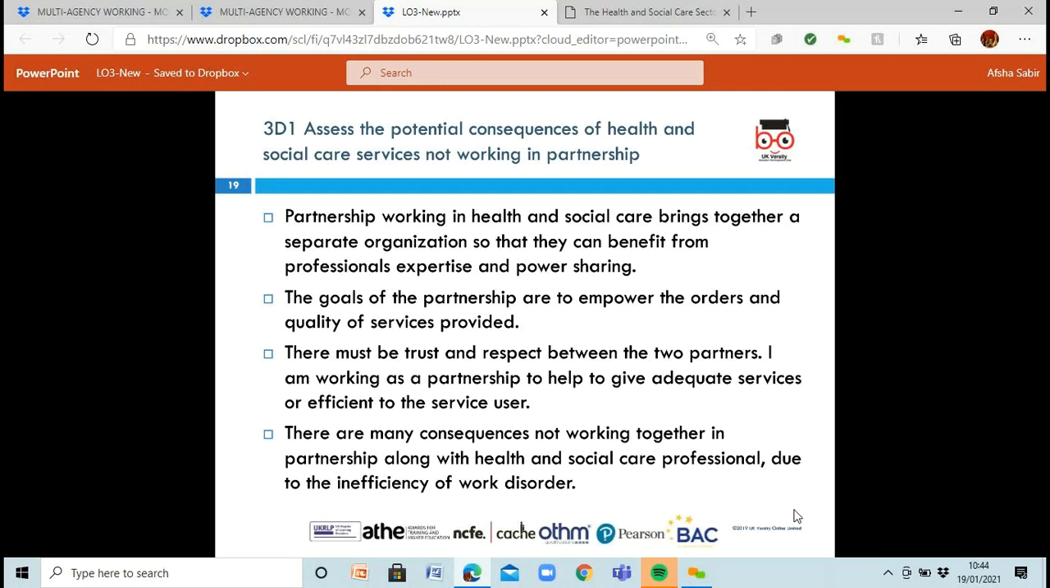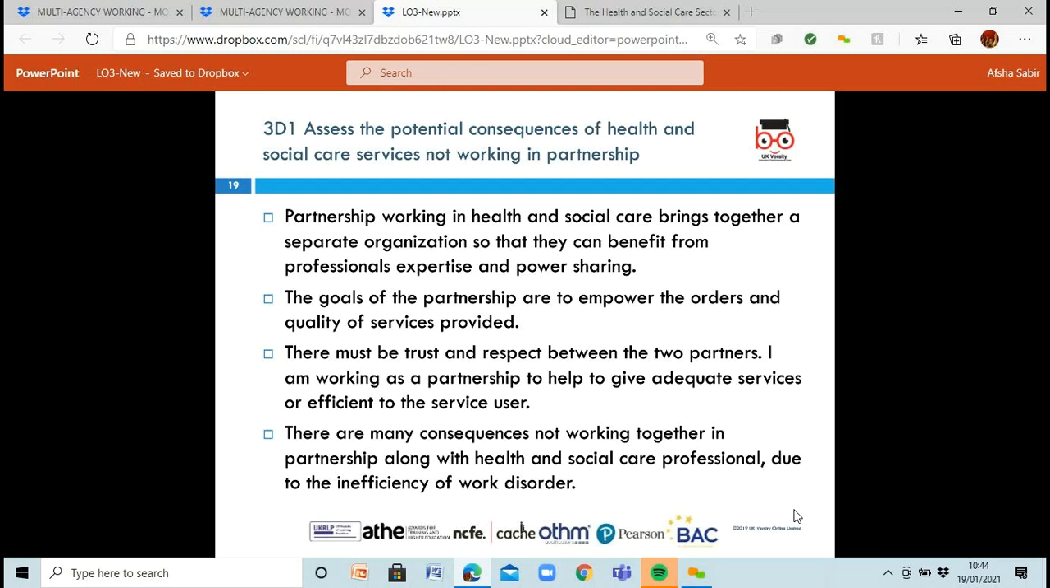So 3D1 is assess the potential consequences of health and social care services not working in partnerships. So on here, we're just going to look at what sort of consequences can come about if partnership working isn't done effectively, or if it just isn't getting done at all. So again, things like the barriers where we talked about finances, or you're not sure about your own role, that will come into effect here as well.